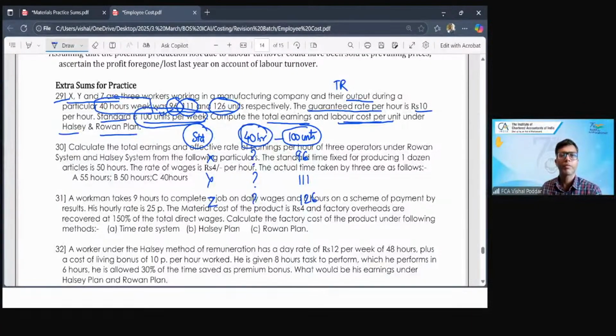Standard given is in 40 hours, you are expected to produce 100. You have produced 96. So what would be standard time? You have produced 111. What would be standard time? You have produced 126. What would be standard time? Is this clear? Any doubts?